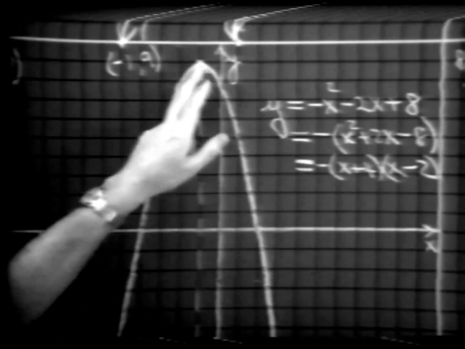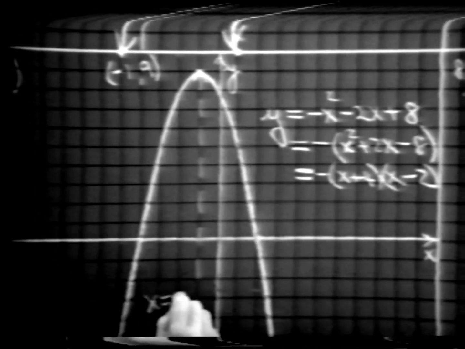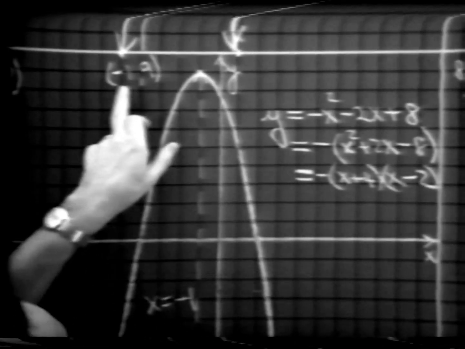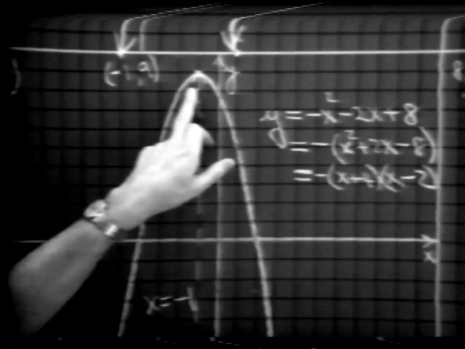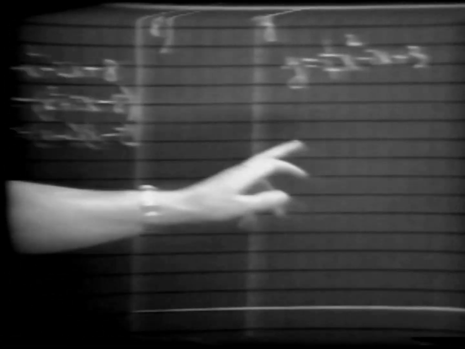Notice our axis of symmetry is the line what? X is equal to what? Negative 1. And in fact, we have a maximum point, which is our vertex at negative 1, comma 9. Okay? Let's look at one last example. I think that's all that we need to do for today.